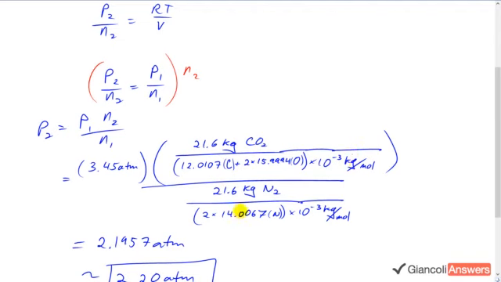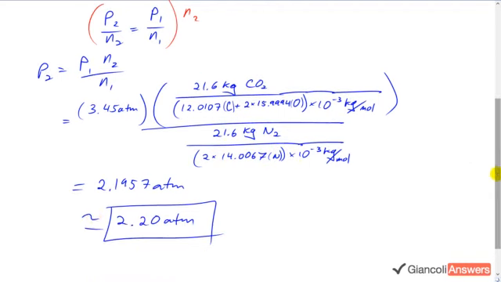And it's the same process for nitrogen. Same mass of nitrogen, 21.6 kilograms, divided by 2 times 14.0067 grams per mole, and then multiply by 10 to the minus 3 to get kilograms per mole, and we end up with 2.20 atmospheres. Since we left this pressure in units of atmospheres, our answer is also going to have units of atmospheres.